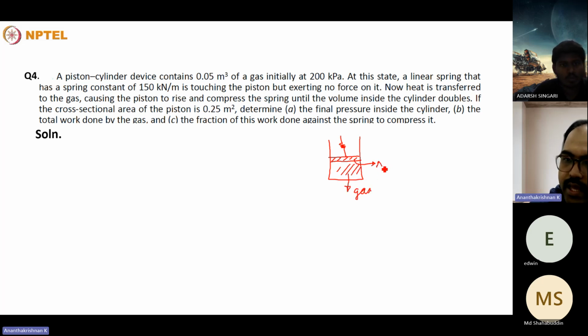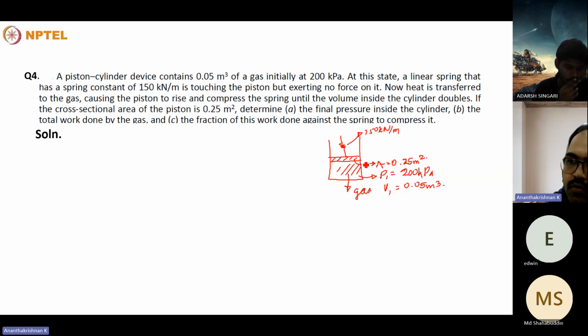The cross-sectional area A is 0.25 meters squared. And at the first state point, the spring is not at all compressed. It is just touching the piston. The initial pressure is 200 kilopascal and volume is 0.05 meter cube. At this state, a linear spring that has a spring constant of 150 kilonewton per meter is touching the piston but exerting no force.